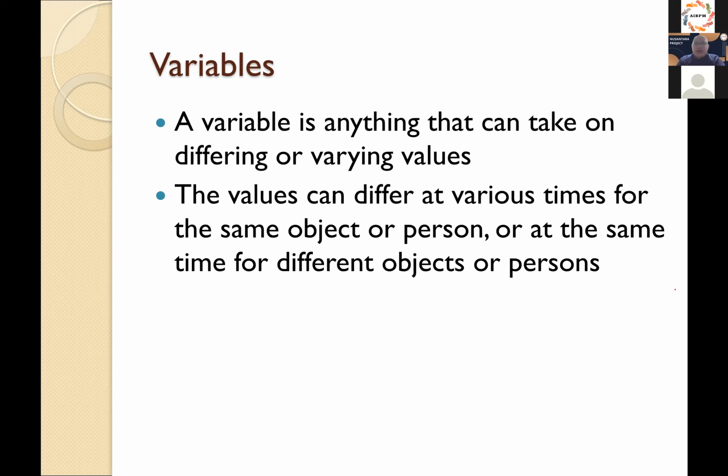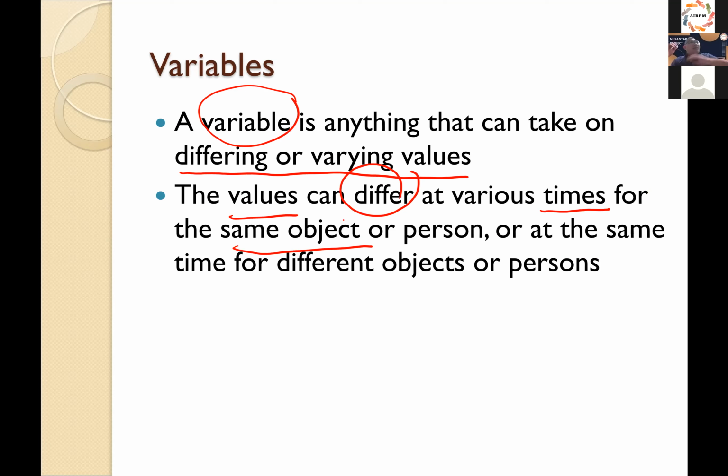But what is a variable? A variable is a concept that can take up different values, value yang berlainan, that means different values. So a variable can take up different values. The value can be different at various times, that means different times for the same object. For example, 2 years ago and 2 years now, the same person can have different values.